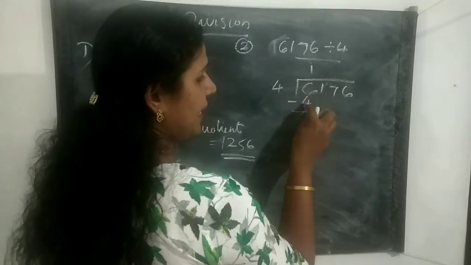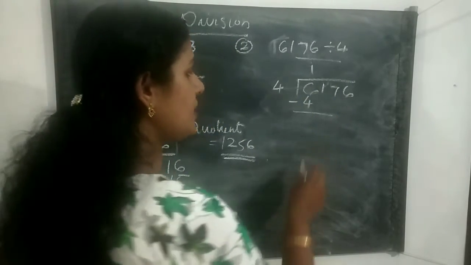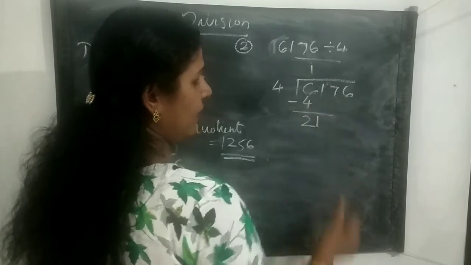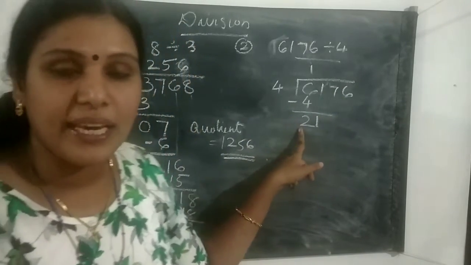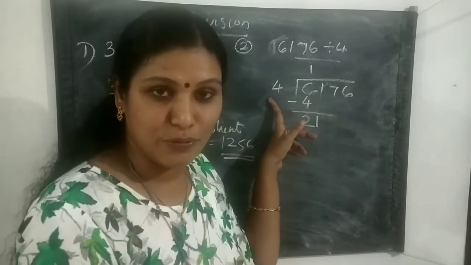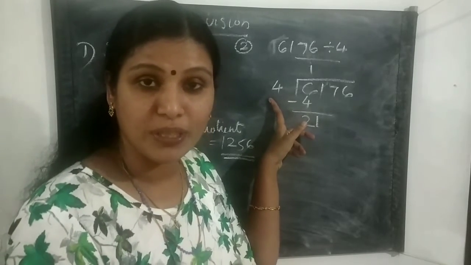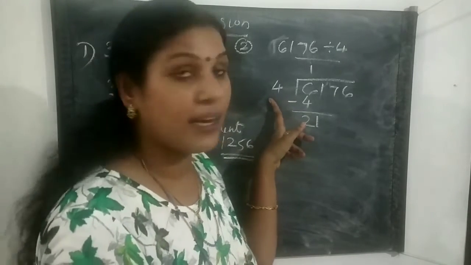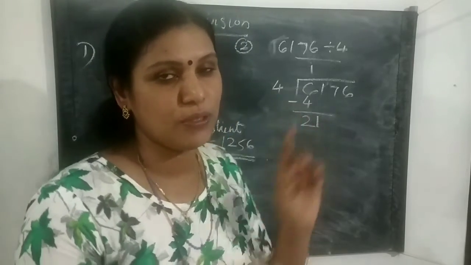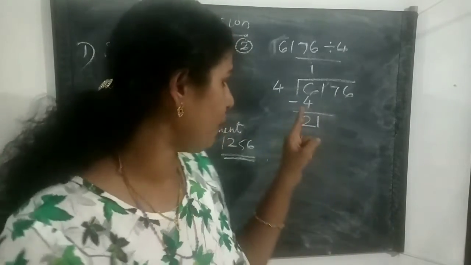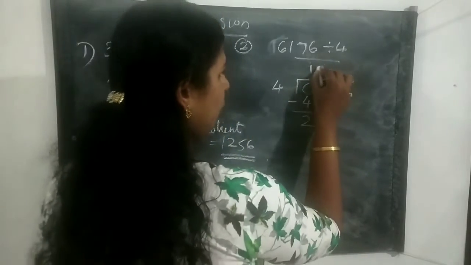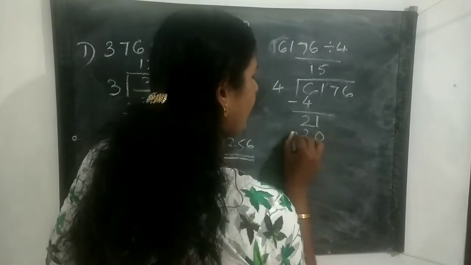And here 6 minus 4 is 2. The next step is 1. Now we get 21. Okay, that is 4 1s are 4, 4 2s are 8, 4 3s are 12, 4 4s are 16, 4 5s are 20, 4 6s are 24. So we can't subtract that 24 from this 21. So we take 4 5s are 20.